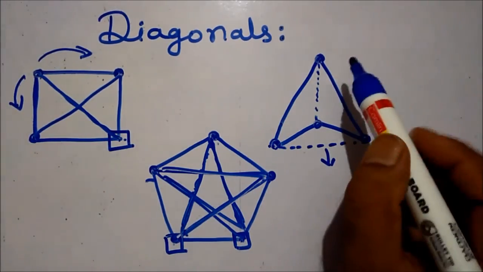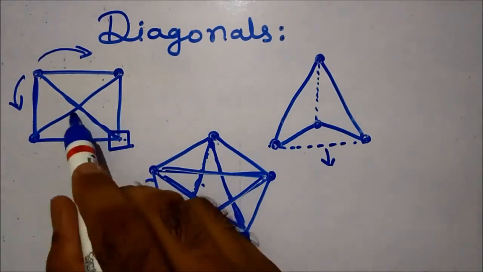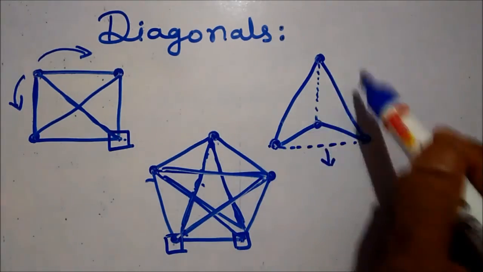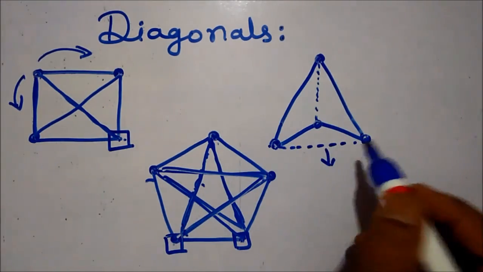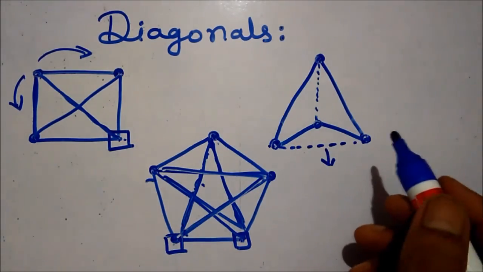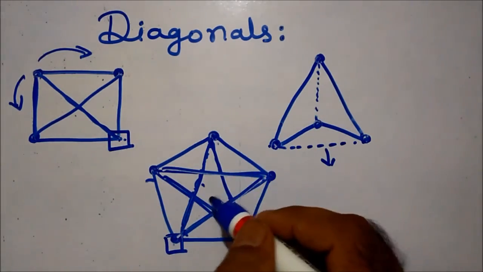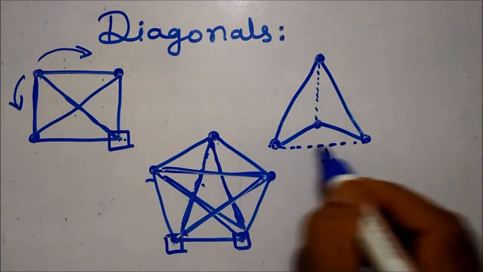No. Why? Because we can see here that diagonals are inside the closed figure, whereas this is outside. Inside means interior. Diagonals are interior to the polygons. They should not be exterior.